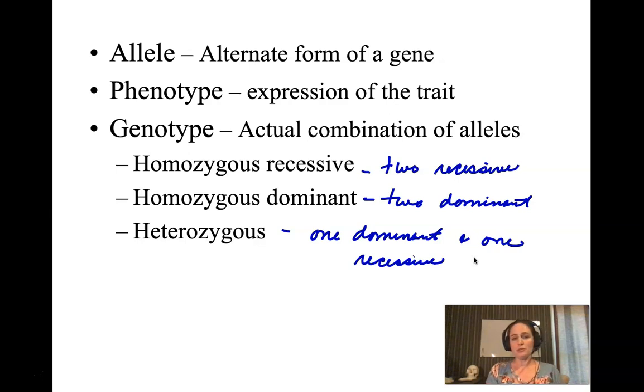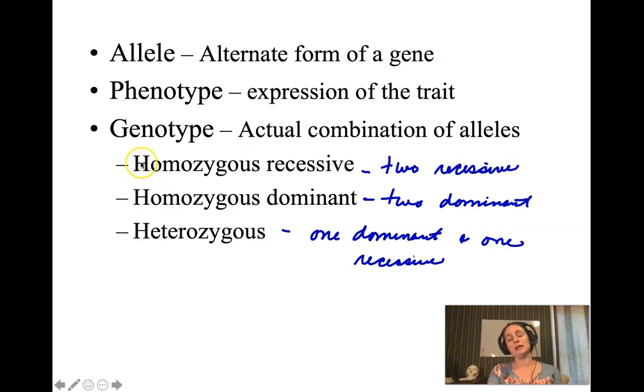A different person with brown eyes may have 2 copies of instructions. Both of those instruction booklets are for brown eyes. Brown eyes are dominant, so that person would be homozygous dominant. That means you have 2 dominant alleles. Both of your chromosomes, the one you got from matrilineal and patrilineal sides, are both representing the dominant allele.